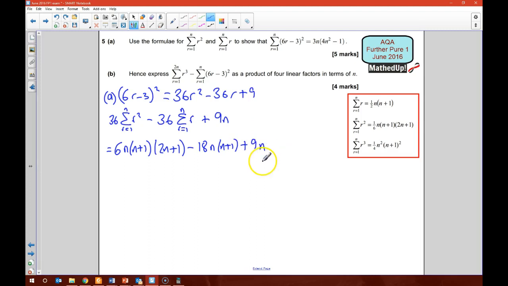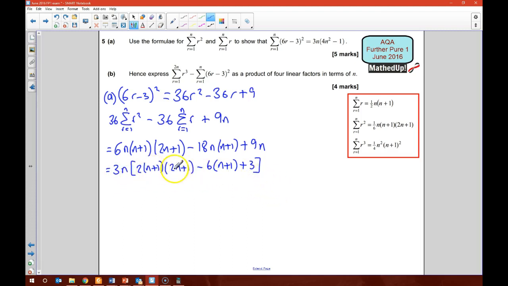Okay, so next thing I'm going to do is have a look at where there's any common factors, and I can see that 3n is a common factor of each of these terms, so I'm going to take 3n out as a factor. Then that's going to be 2 times n plus 1 times 2n plus 1 take away, and that's going to be 6 times n plus 1, and that's just going to be plus 3. Okay, so I've taken 3n out as a factor.